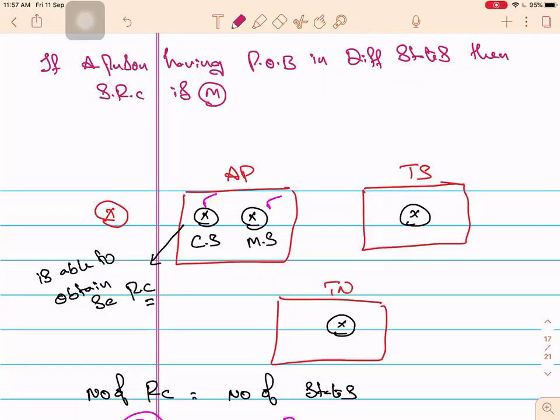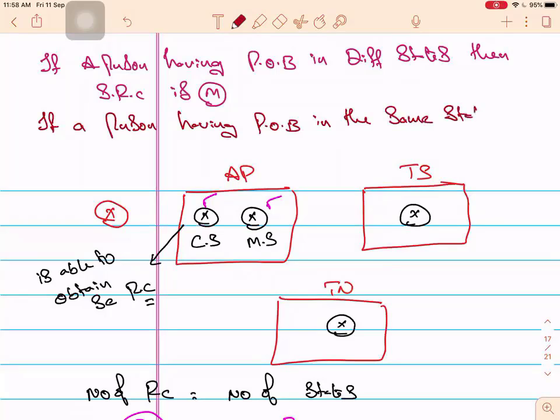Whereas if a person has places of business in the same state, then separate RC is optional, whether he is doing the same business or a different business. Understood what I am saying? Understood.